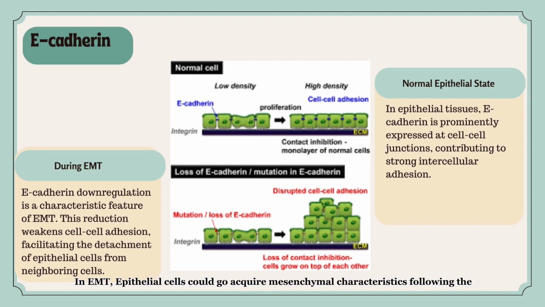In EMT, epithelial cells acquire mesenchymal characteristics following the dissociation of cell-cell junctions and suppression of E cadherin. E cadherin downregulation is a characteristic feature of EMT. This reduction weakens cell-cell adhesion, facilitating the detachment of epithelial cells from neighboring cells. Loss of E cadherin in cancer cells leads to metastatic dissemination and activation of several EMT transcription factors.